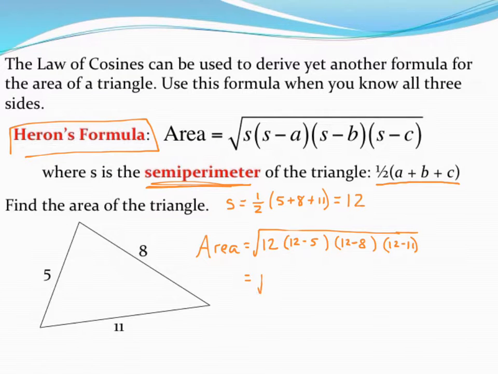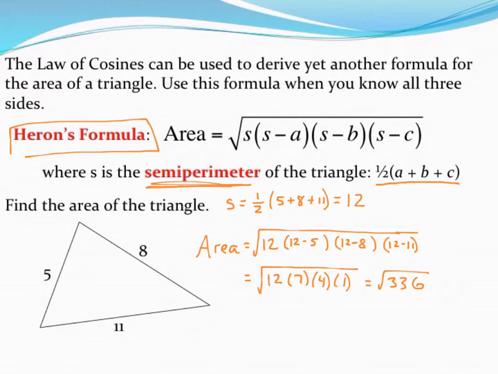So I'd recommend you don't type all this in your calculator. It's easy to make a mistake. Instead, I'm going to go ahead and do a little bit of work. Subtract each of those parentheses first. So that's a 7, that's a 4, and that's a 1 when I subtract each of those. Finally, I'm going to multiply those together. 12 times 7 times 4 times 1 gets me 336.